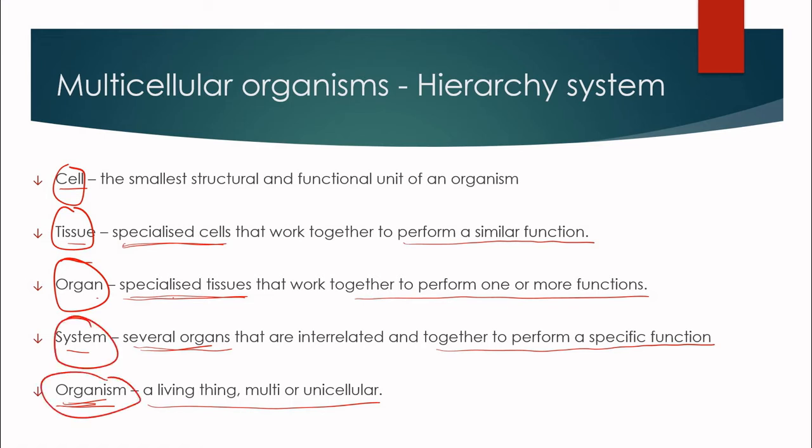That's our hierarchy system. Some people might prefer to draw this diagram here, starting with cell on the bottom and moving up, which demonstrates an increase in complexity as you move up. So either way you want to draw out this hierarchy system, it's up to you, as long as you have this hierarchy system in the correct order. Cell, tissue, organ, system, finally organism.